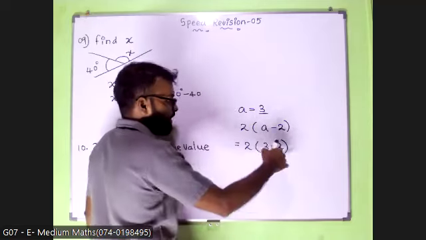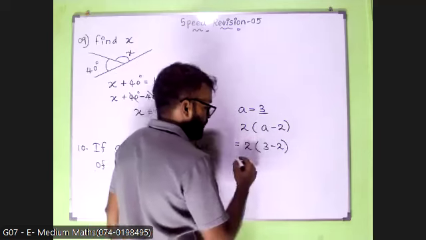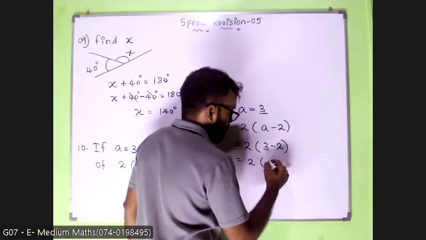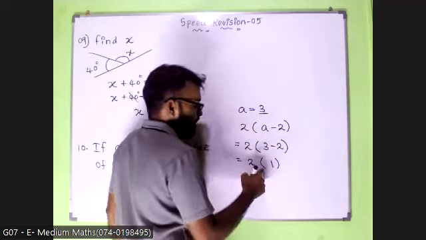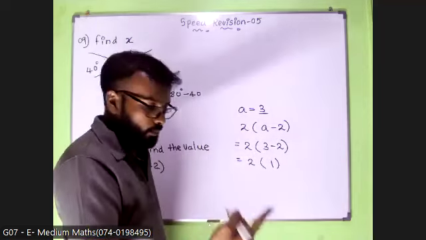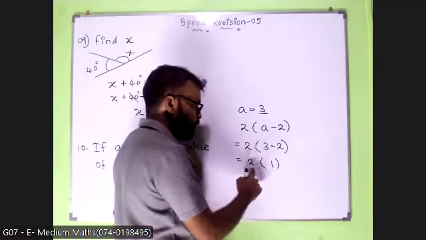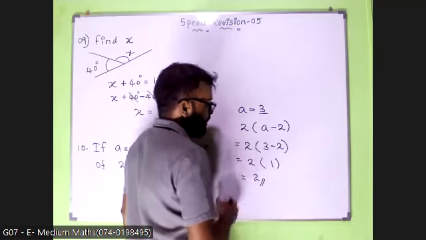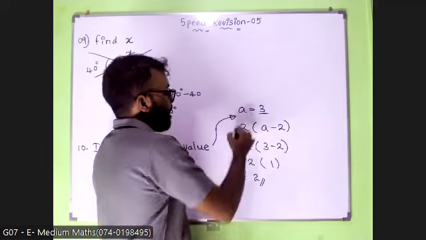So, inside the bracket, you have to solve first. 3 minus 2 is 1. What is the meaning of the bracket? Multiply. 2 times 1, answer is 2, right?